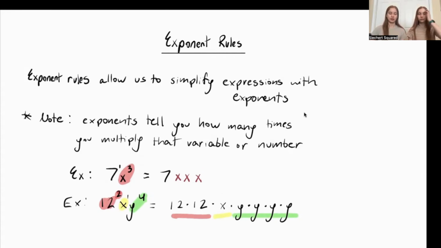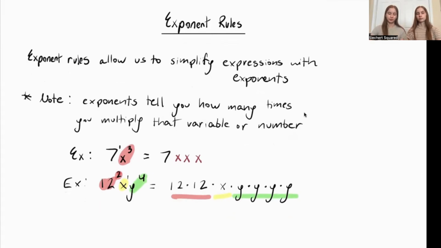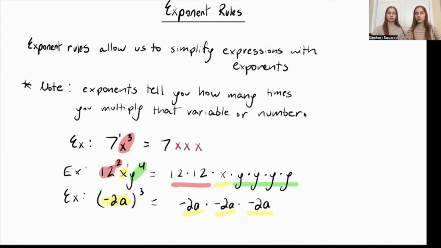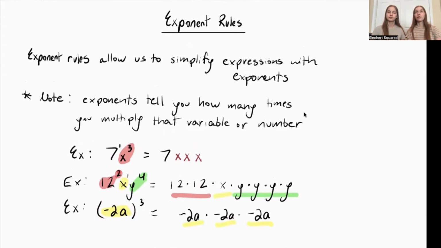Now, just to show one more example that has some parentheses in it, let's say it's negative 2a, and all of that is to the power of 3. In this case, we actually do have parentheses, which means that everything in the parentheses has that exponent of 3. So this entire piece, that entire negative 2a, we are going to be multiplying once, twice, 3 times. It looks a lot more complicated with the parentheses, but it just means whatever's inside is being multiplied, or shows up, however many times the exponent says.